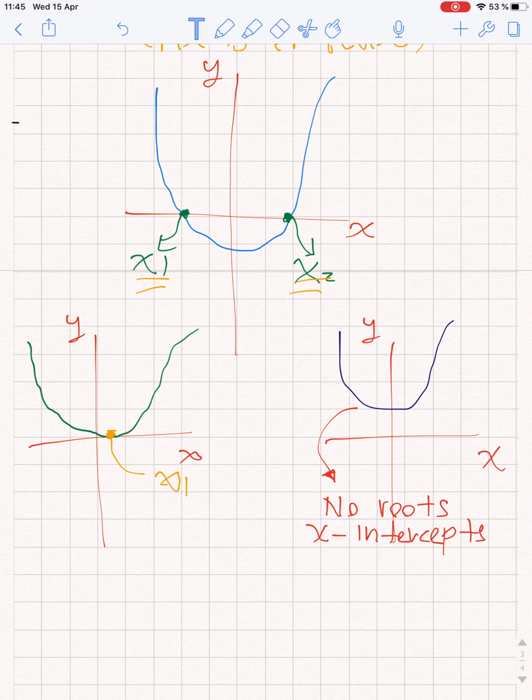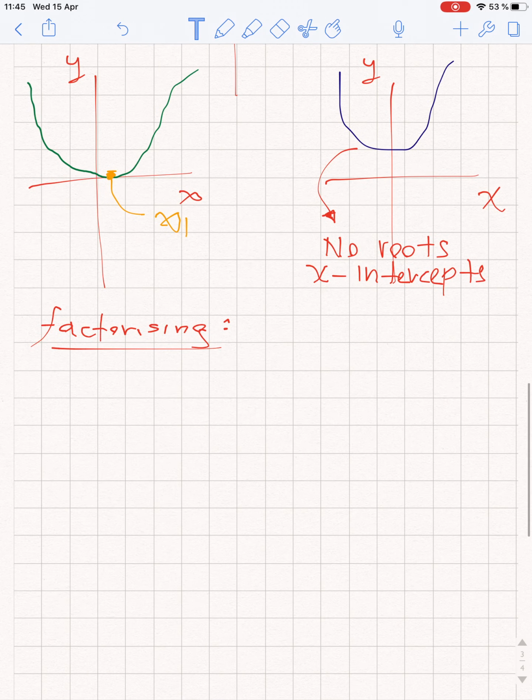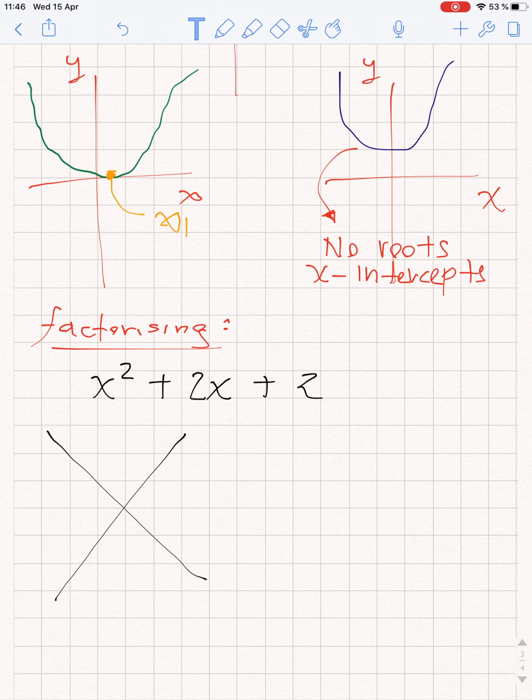By calculating, it is factorizing. When you are factorizing an algebraic expression, I'm going to do a brief example. For example, x squared plus 2x plus 2. After factorizing this, we can find the roots, okay, when we don't have the graph. How to do the factorization? Doing the x, remember the x.